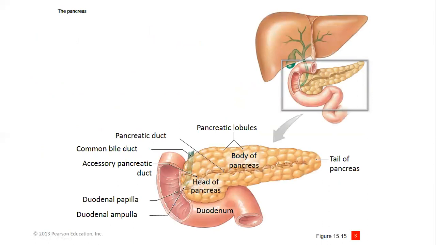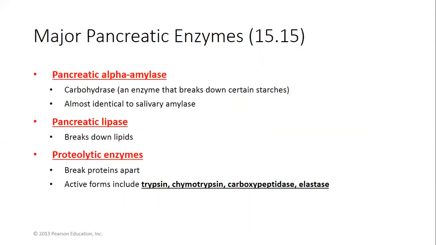Those pancreatic juices have enzymes that can break down carbohydrates and proteins, like pancreatic alpha amylase. It breaks down carbohydrates and certain starches. It's very similar to salivary amylase, so you're further breaking down carbohydrates here. There's pancreatic lipase, which breaks down lipids, and proteolytic enzymes that break down proteins. And their active forms include enzymes like trypsin, chymotrypsin, elastase is one, carboxypeptidase. So think peptide is proteins. Proteo is proteins. So proteolytic enzymes break down proteins.